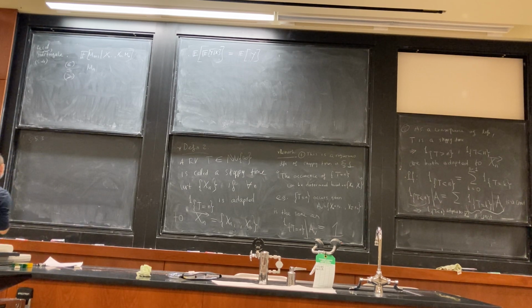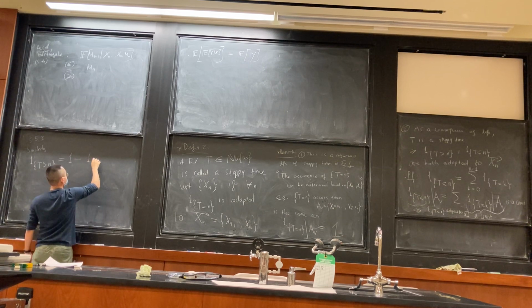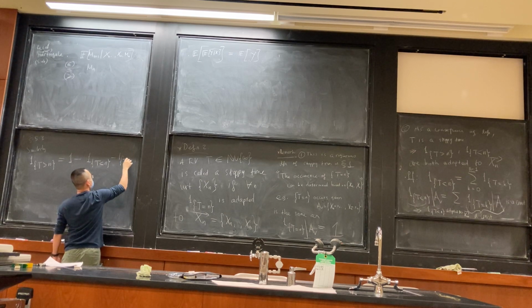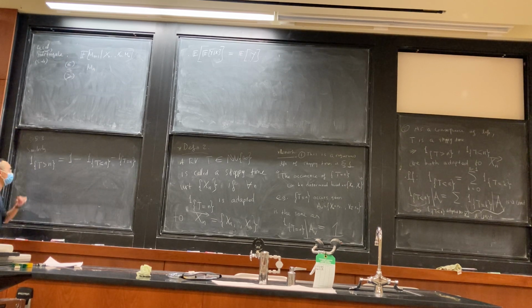Similarly, say similarly, this indicator function as a random variable is just simply 1 minus 1 {t < n}. So as you can see, the other two random variables are adapted. So this has to be adapted.